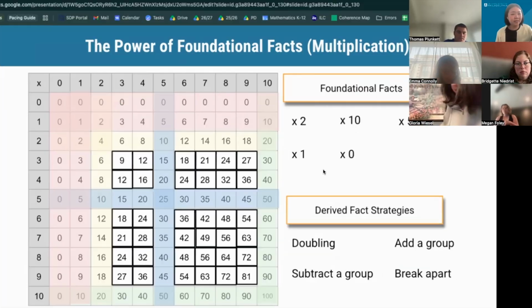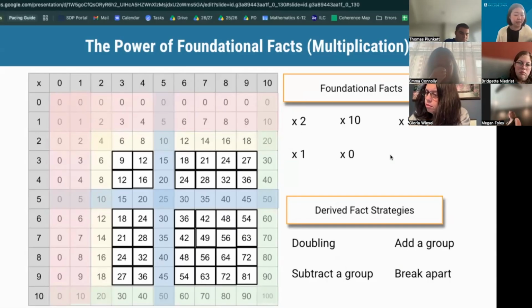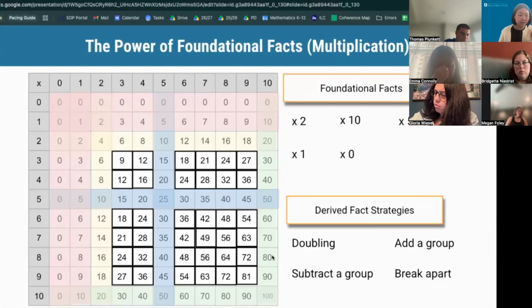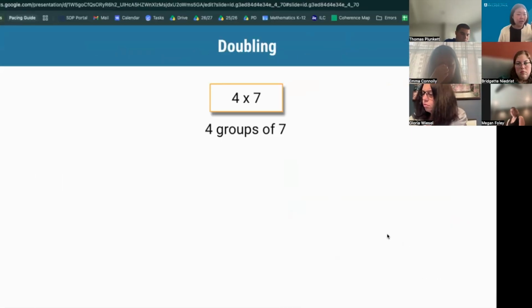I'm going to skip to the next slide to give you examples of what we actually mean by these derived fact strategies. So once again, from this slide, just know 2, 5, 10, 1, and 0 are foundational facts. Those are the facts that we want students to be strong in first before we then target these facts in the white squares with the black outline. So our derived fact strategies, we have a few strategies. The first strategy is doubling. So what does doubling mean?